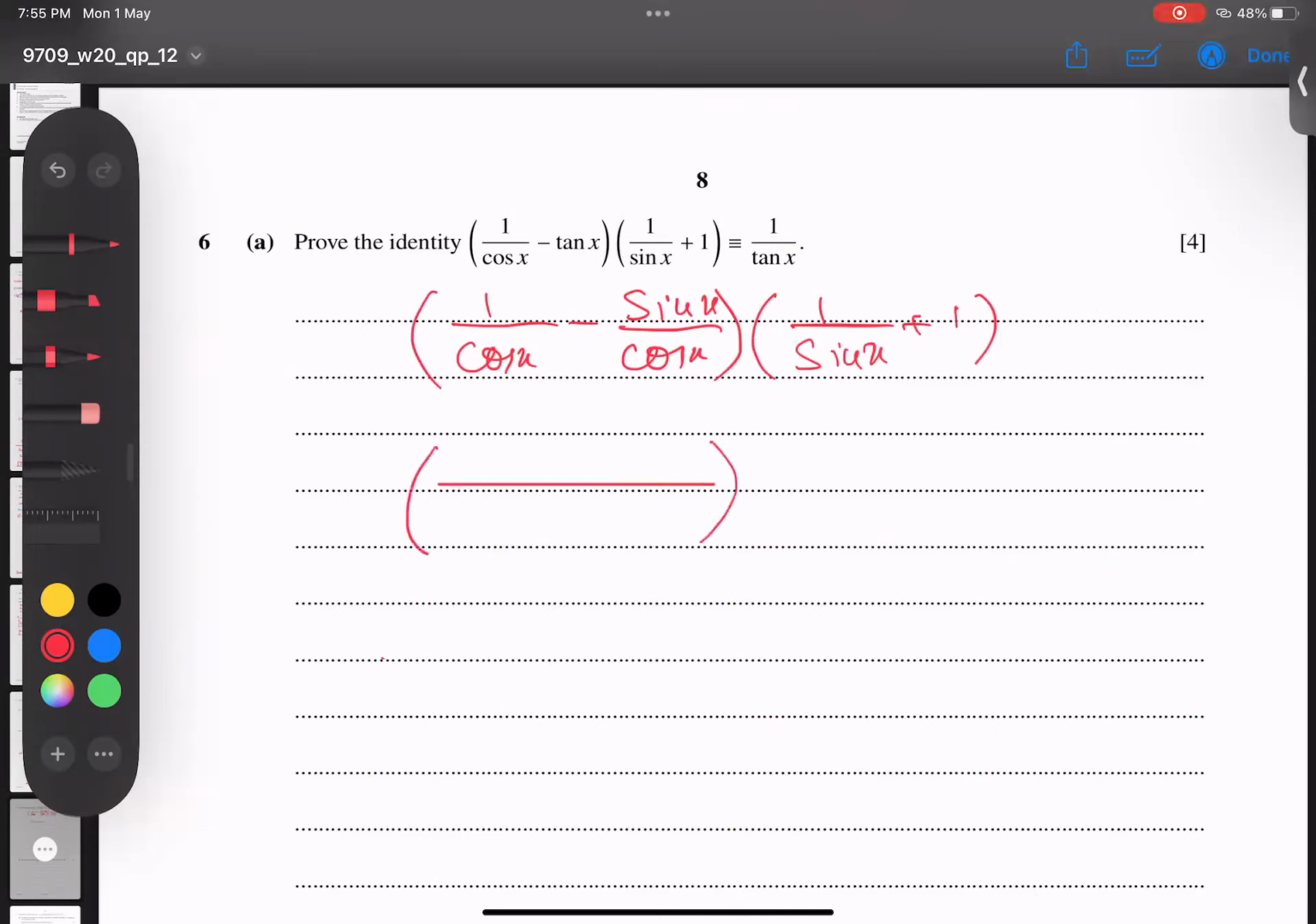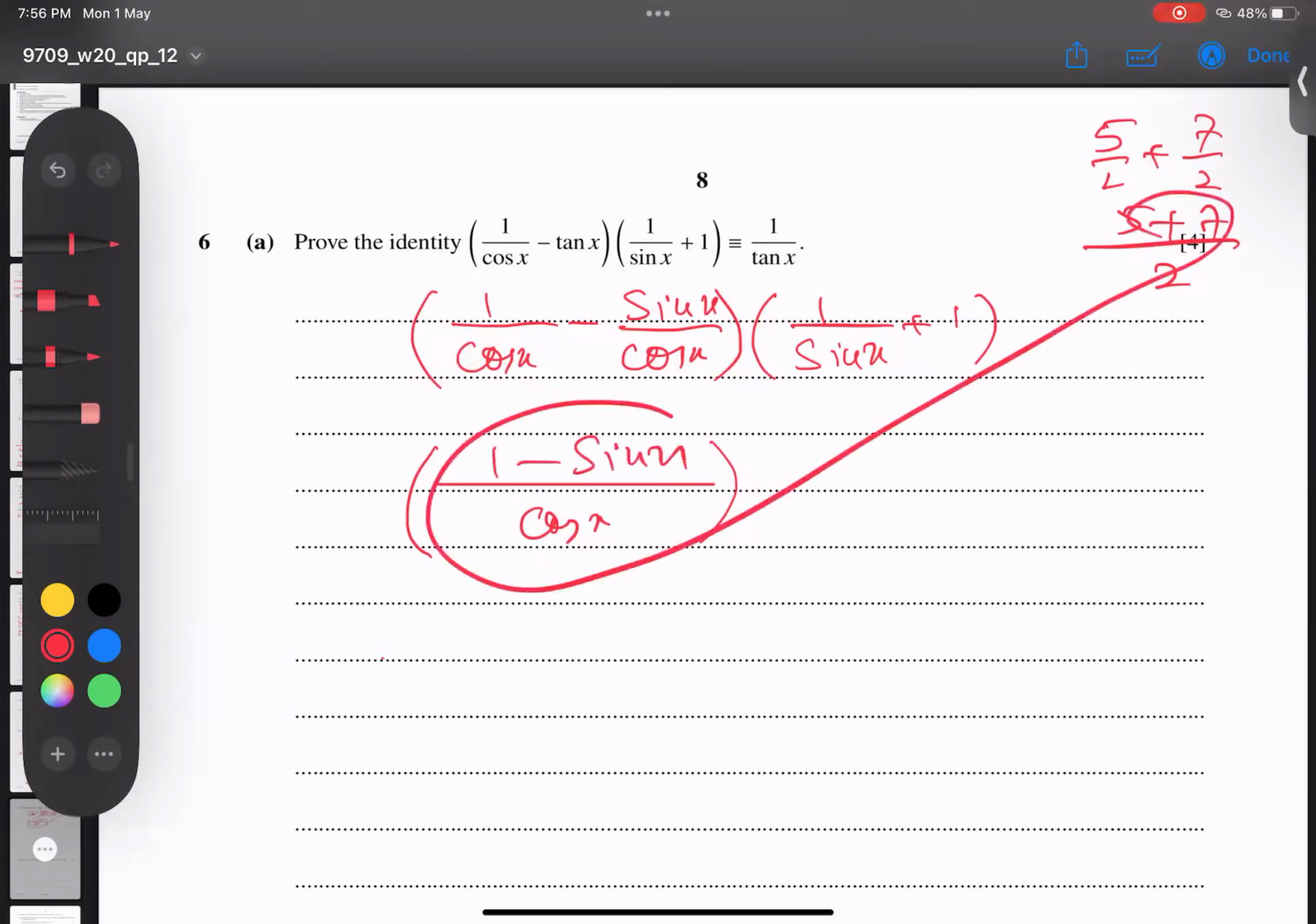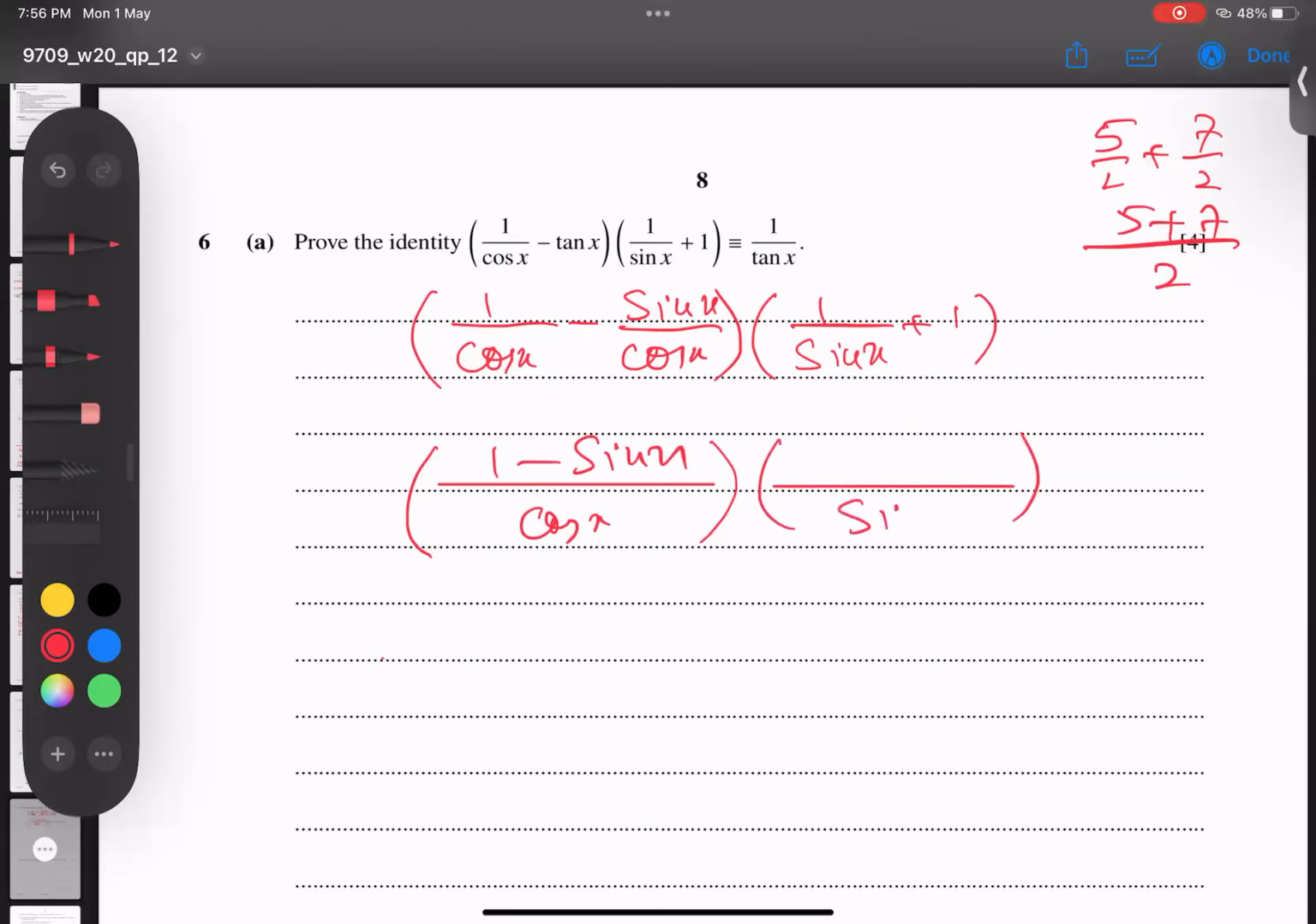Some students take LCM cos square. No, like 5 by 2 plus 7 over 2, LCM coming is 2, and 5 plus 7 copy. So 2 means don't say 4. Some students take cos square as LCM. This is a mistake. So don't take cos square. No, wrong. Only cos. And they match. So upper part copy, like I have done it here. Now what is here? LCM, students, is very, very clear: sine.